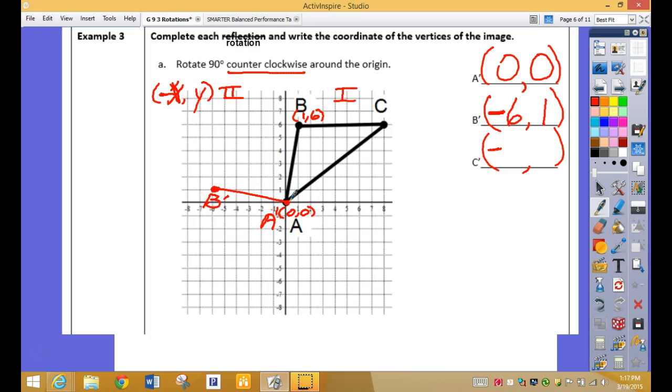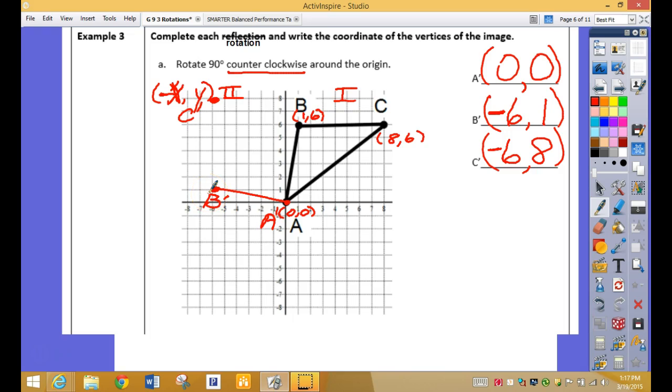I can connect those two. Looks like it's starting to rotate. Which one do I have left? What do I need to do? What is my ordered pair here for the C? That one is 8 and 6, so it's 90 degrees. Flip-flop them. 6 and 8. So we have negative 6 and 8. That's my C prime. Connect your dots.